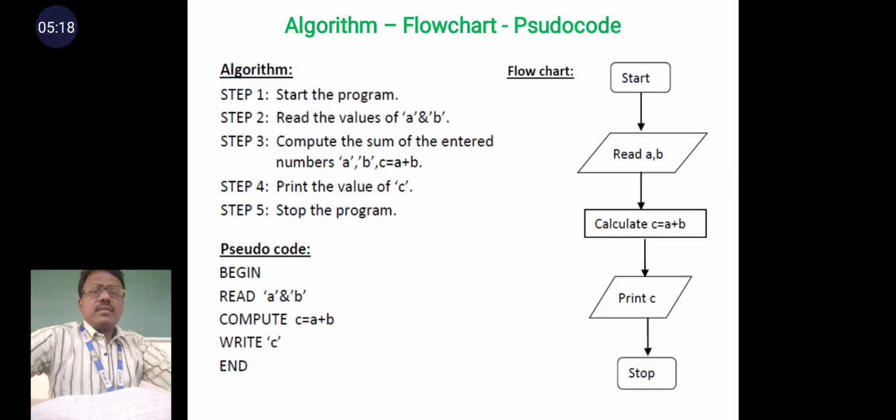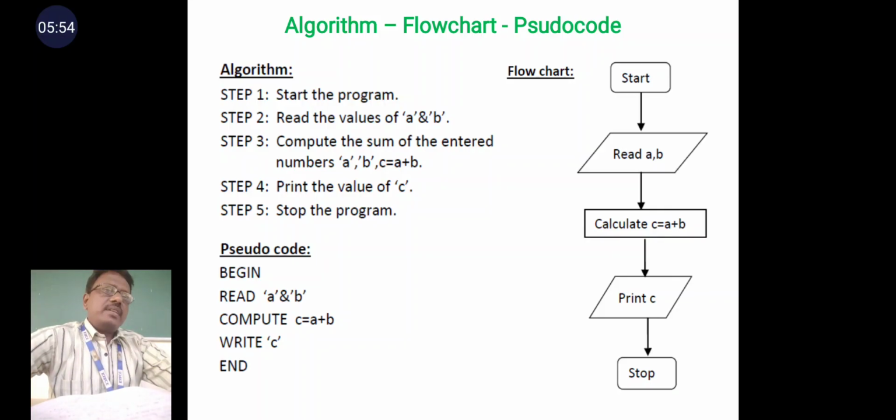For this we can write the algorithm. Step 1, start the program. Step 2, read the values of A and B. You can give the two input values. Step 3, compute the sum of the entered numbers A and B. We calculate the addition of A and B, which will be stored in C, another variable. Step 4, print the value of C, and step 5, stop the program.